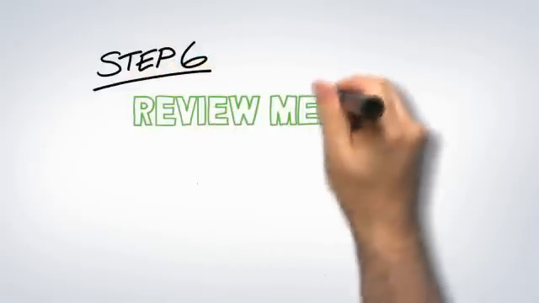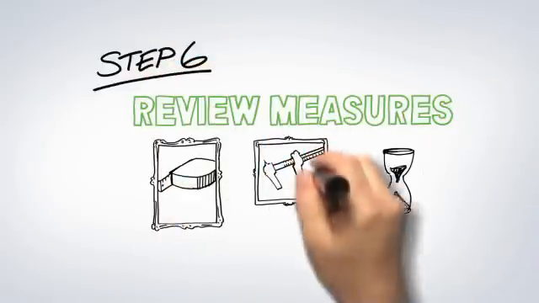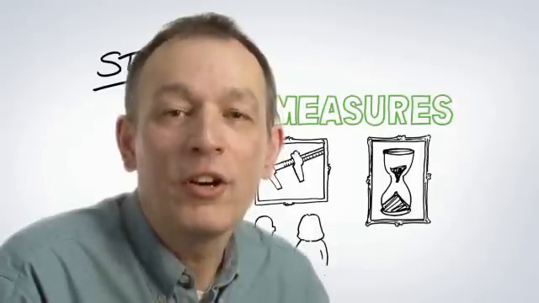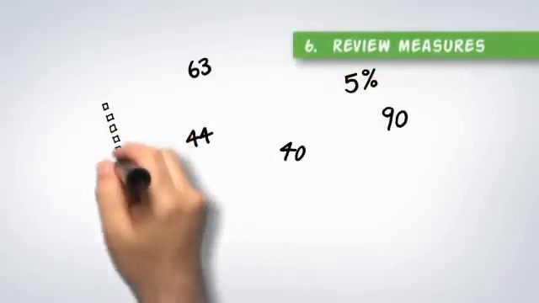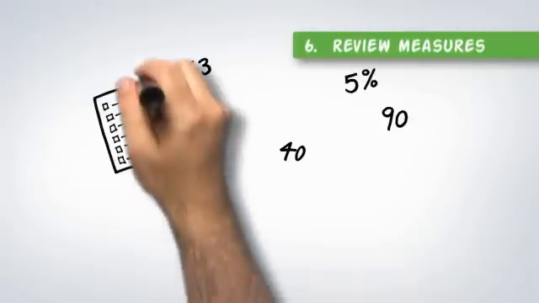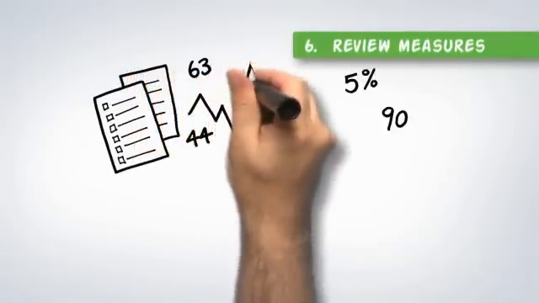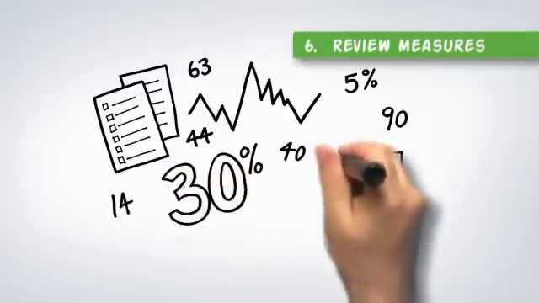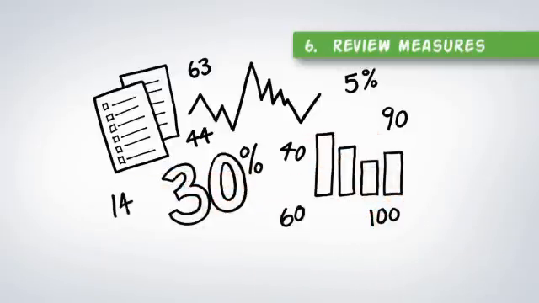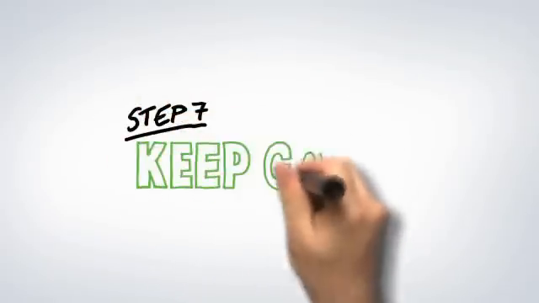Step 6. Review measures. The purpose of collecting our data is to help us make better decisions. That doesn't happen by chance. We need to make time as a project team to look at our data regularly and decide what to do next. Are we getting the outcomes we're expecting? What is the data telling us about changes, good or bad? And finally, so what do we now need to do? Step 7, keep going.